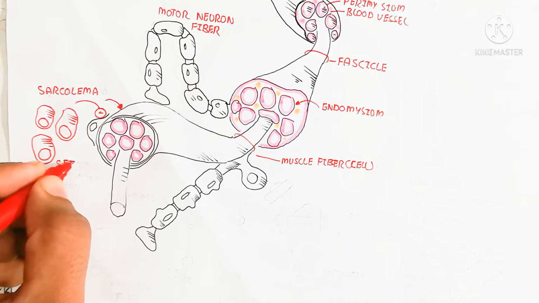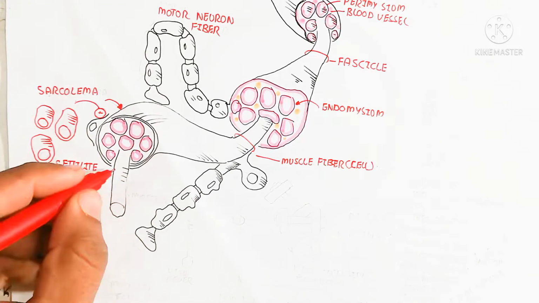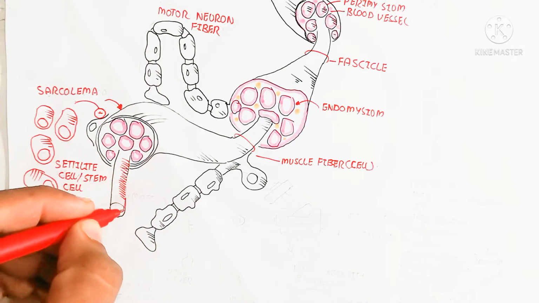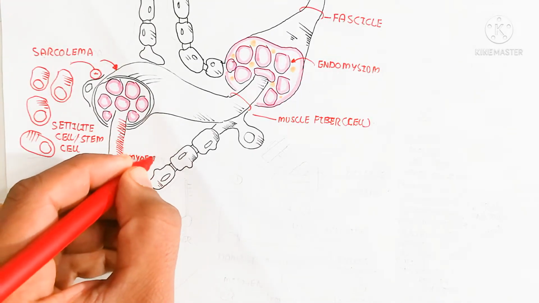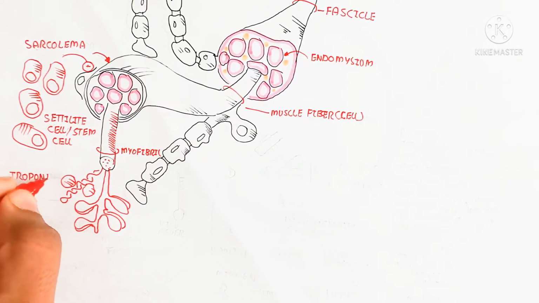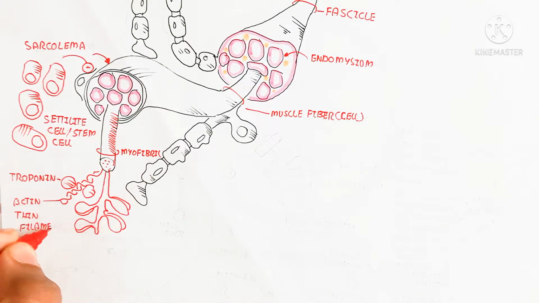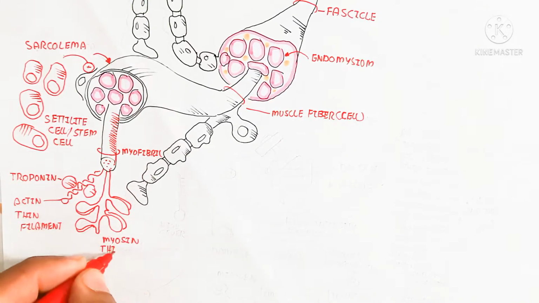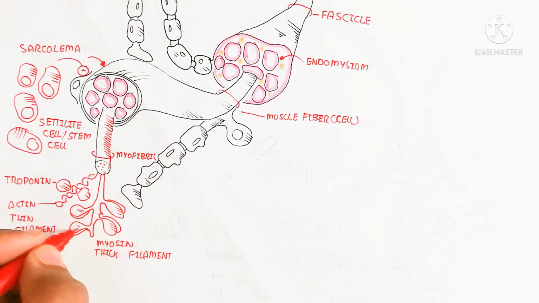This is the cell of the muscle. It is known as the myofiber, a single cell. This myofiber contains many myofibrils. The myofibril contains actin and myosin proteins, titin, thick filament and thin filament, and troponin, which are used to make a sarcomere, the muscle contracting unit.